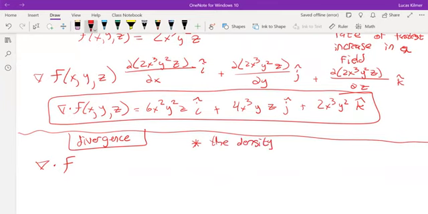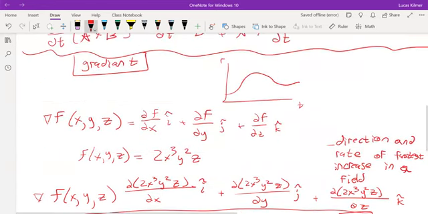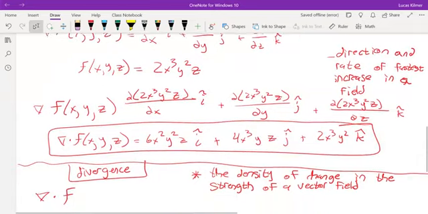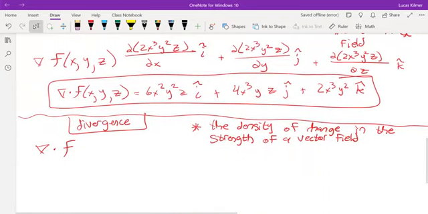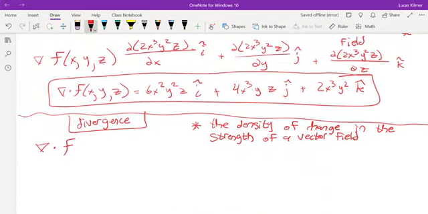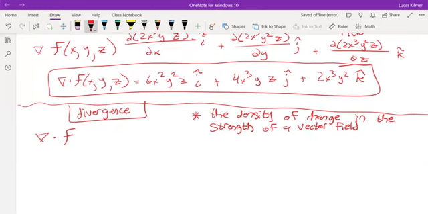Let me write it out. The density of change in the strength of a vector field. So while our gradient tells us where its highest rate of change is, the divergence tells us that density of change, okay? So this is going to be that gradient dot f, all right?